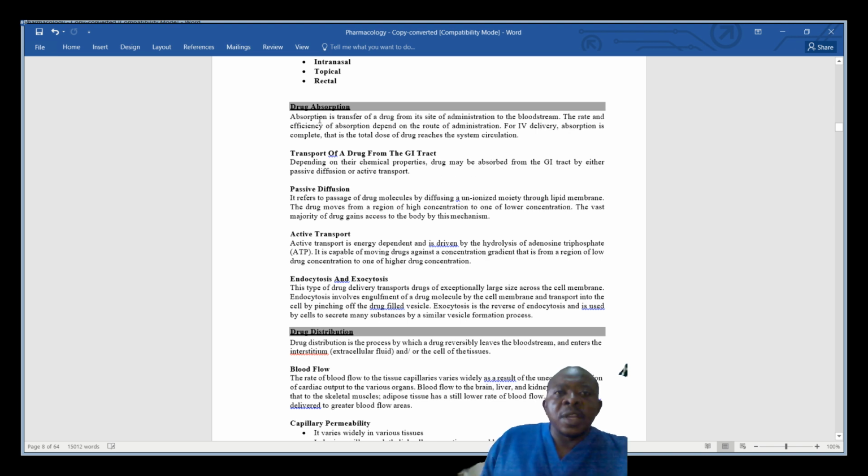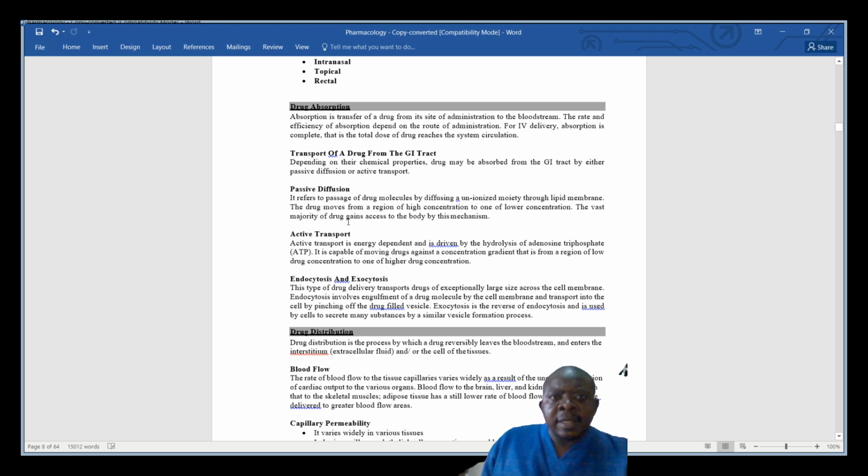Now, when talking of drug absorption, we have transport of drug from the GIT. Drug transport from the GIT depends on the chemical properties of the drug. Drugs may be absorbed from the gastrointestinal tract by either passive diffusion or active transport. Let us add more information on what we mean by a drug being absorbed by either passive diffusion or active transport.